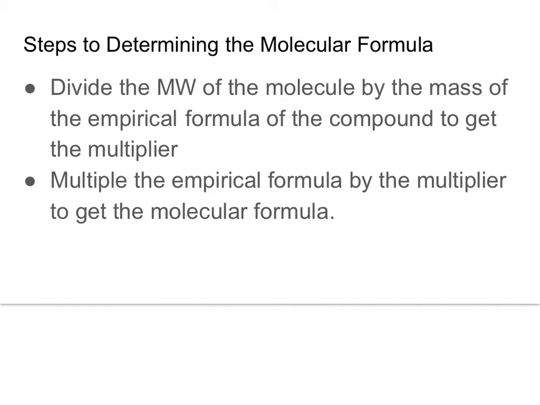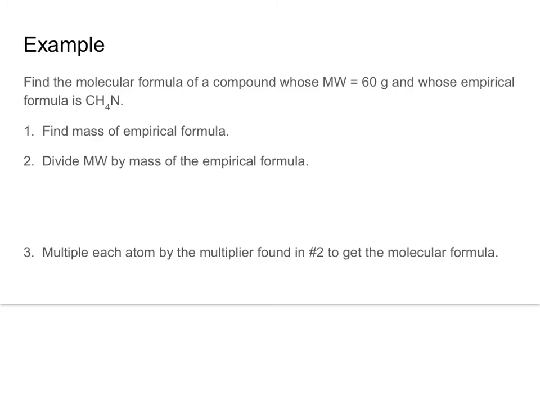If your multiplier ends up being 1, then your empirical formula and your molecular formula are the same. However, if the multiplier is something else, then you are going to end up with a different molecular formula than empirical formula. So, an example of how we might use this: let's say we want to find the molecular formula of a compound whose molecular weight is 60 grams and whose empirical formula is CH4N.